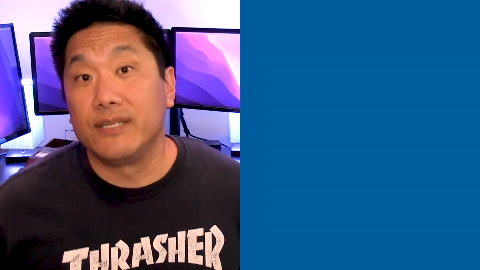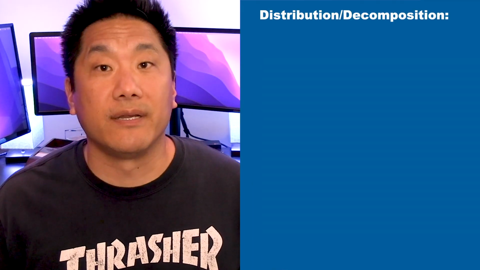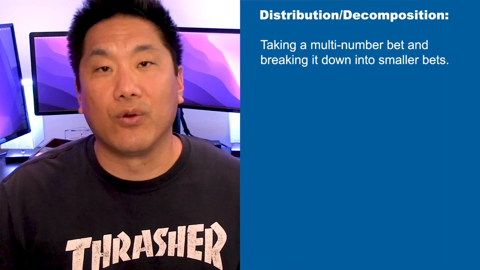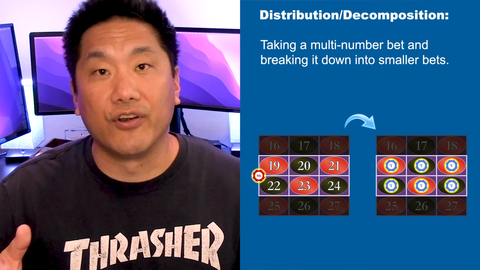And since I couldn't find any other terms that involve this phenomenon, let's talk about some of the other terms and phrases that are associated with it. So the first term we're going to talk about is distribution or decomposition. And basically, that's taking a multi-number bet and decomposing it or distributing that bet amongst the covered numbers.